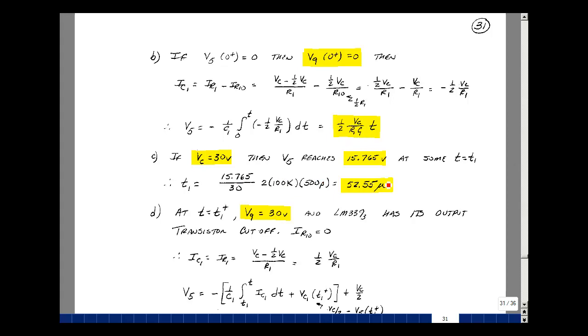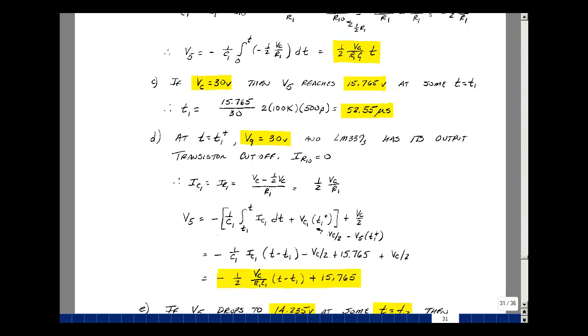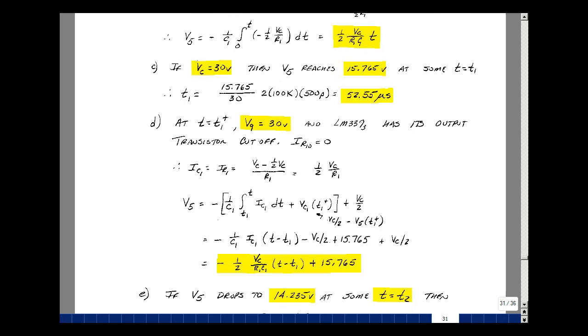That's 52.55 microseconds. That's about what we saw on page 29 when all of a sudden things started to change. So when we get to that corner of the hysteresis loop, the voltage V9 now goes from 0 volts to 30 volts. And that bottom comparator now, its transistor is cut off, so the current I sub R10 is equal to 0. So now the current in the capacitor is just the current in the resistor R1, which is the left side minus the right side. So it's our control voltage minus 1/2 our control voltage over R1. So it's 1/2 V sub C over R1.